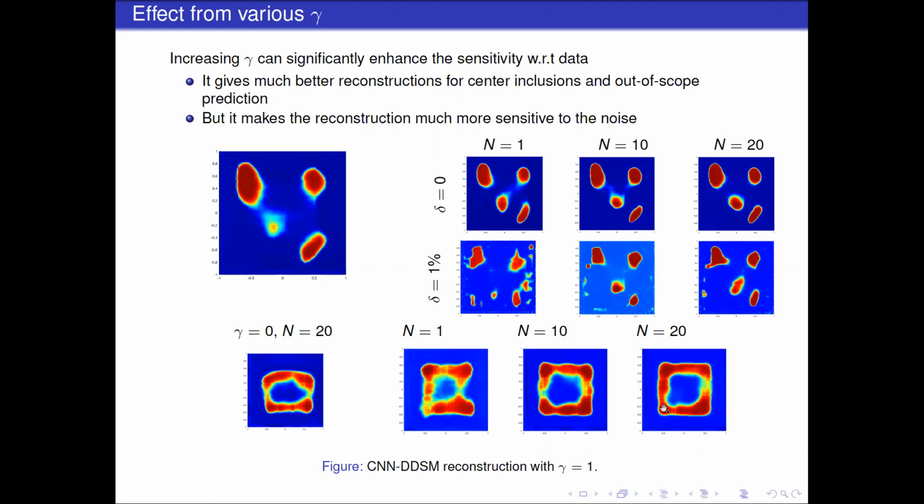But one issue is that if there is noise, we find that using non-zero gamma is much more sensitive with respect to noise than just using the original data. For example, 1% noise can have an obvious effect on the reconstruction. This is something we don't yet know how to address, but still, this is definitely an interesting direction to look at.